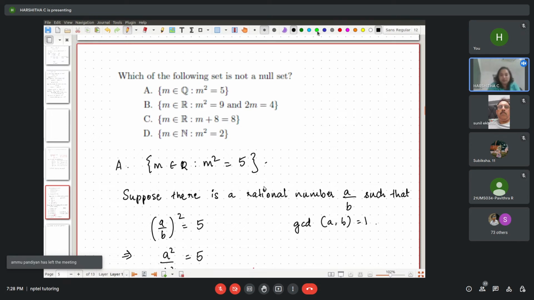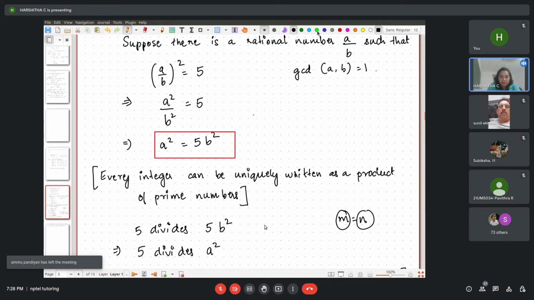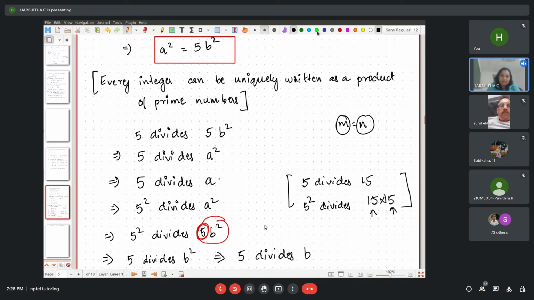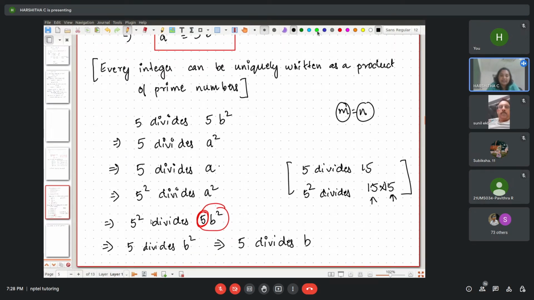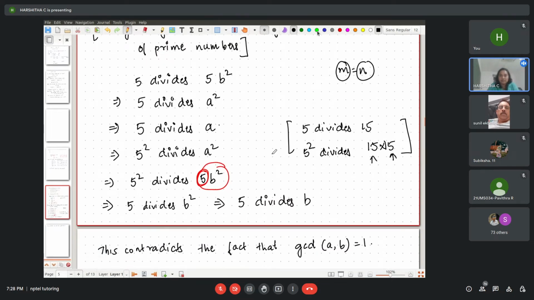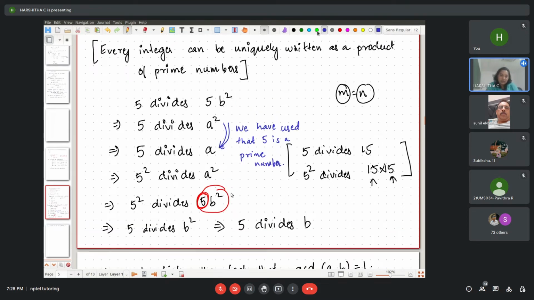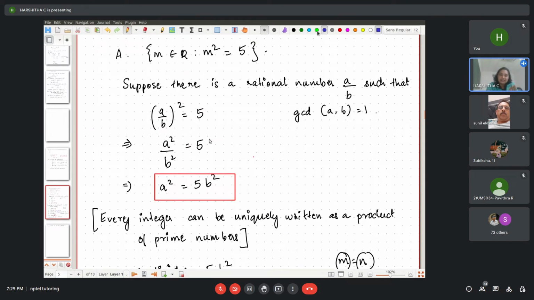So let us just re-look at what we have done. If you look at the key points of the proof, we have extensively used the fact that 5 is a prime number. Let me point out one place where we used it, probably this one. You can just check that we have used that 5 is a prime number. So the only criteria we need is that this should be a prime number.